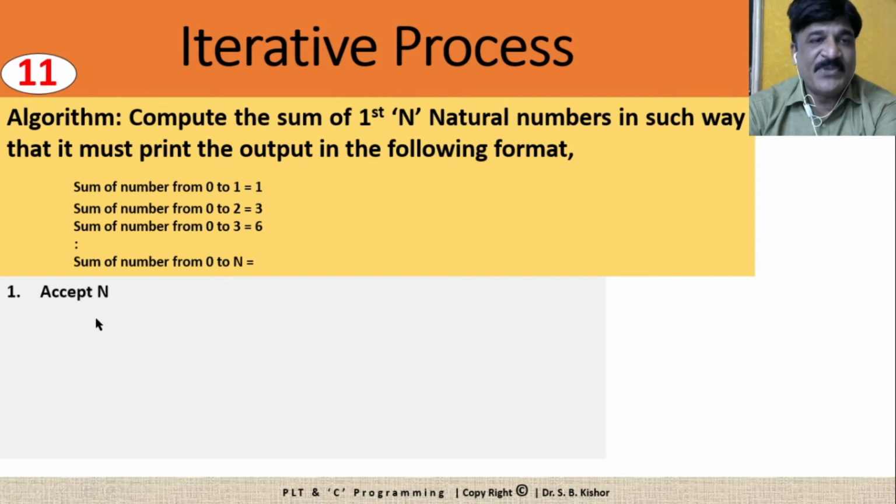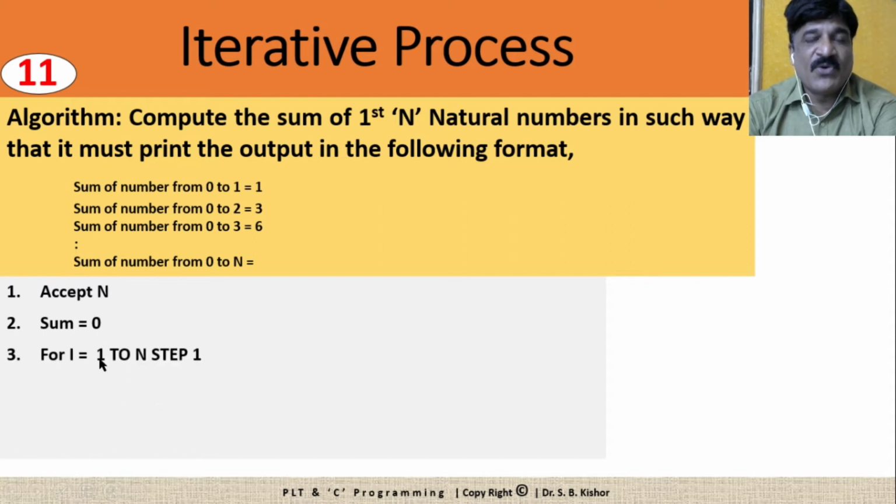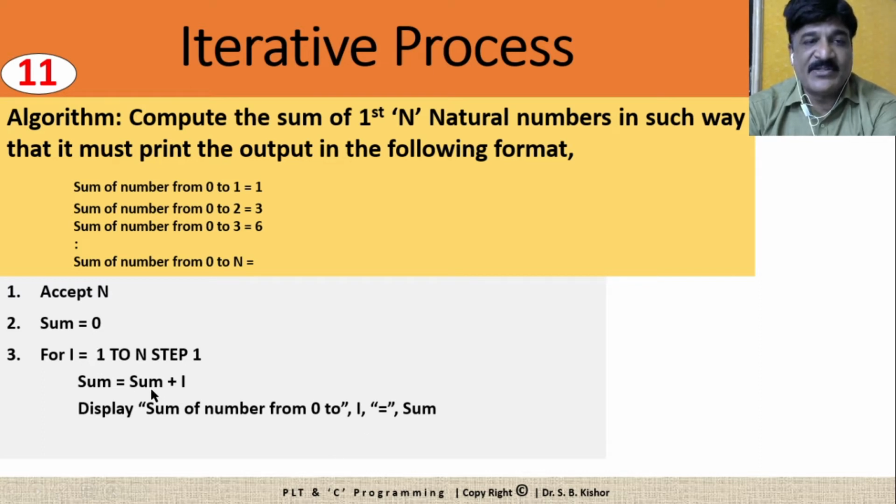So let's see, initially the unknown value is n. Initially the value of sum is 0. So for I equal to 1 to n, you need to find the sum, and then print the sum. So sum of numbers from 0 to, initially what is the value of I? 1. So 0 to 1. Sum is equal to sum plus I. So what is the value of sum? That's 0, 0 plus 1, that is 1. So the output is: sum of numbers from 0 to 1 is 1.